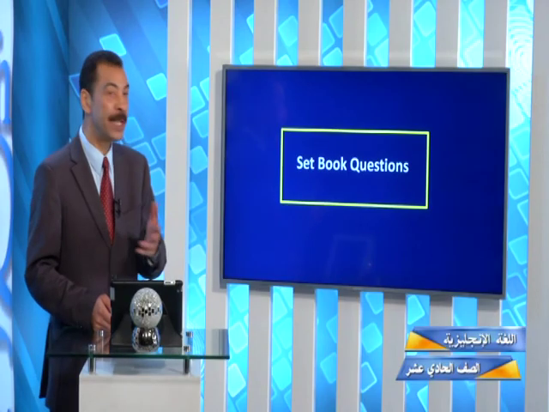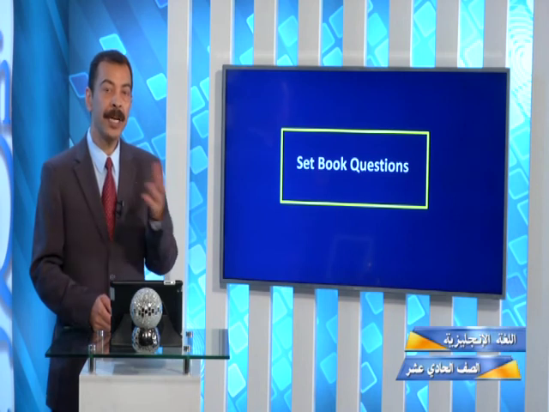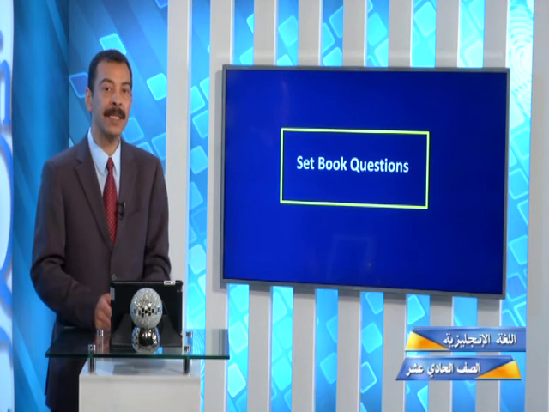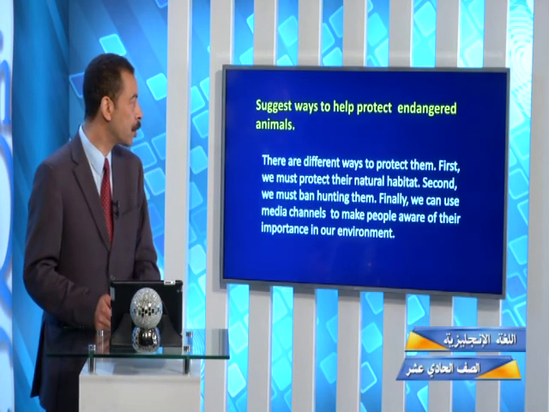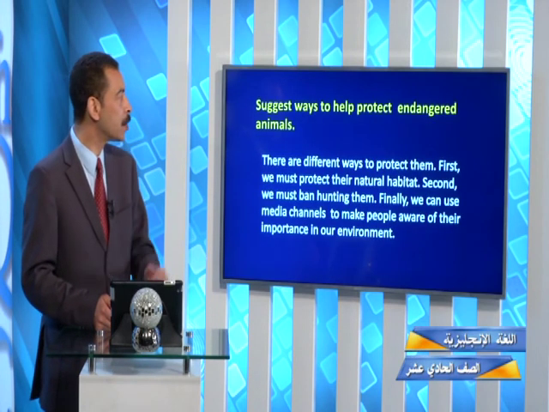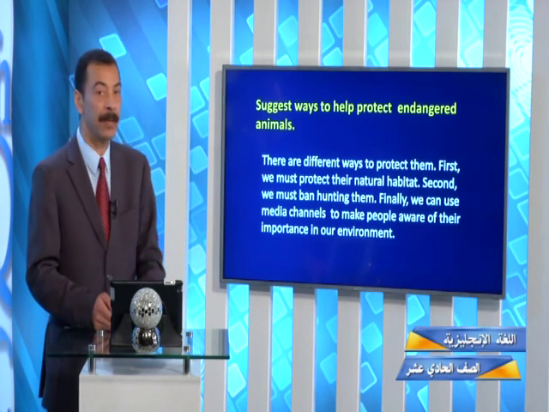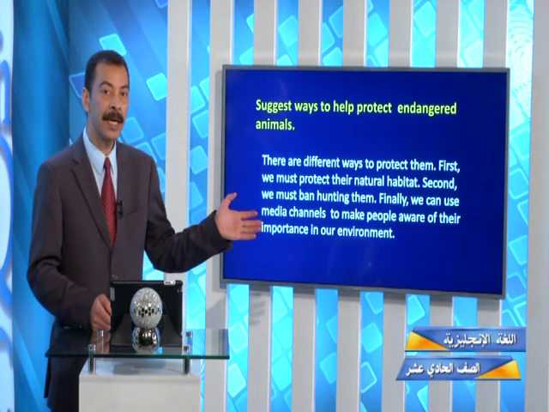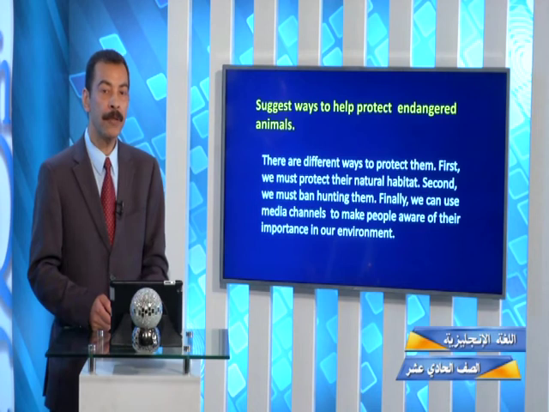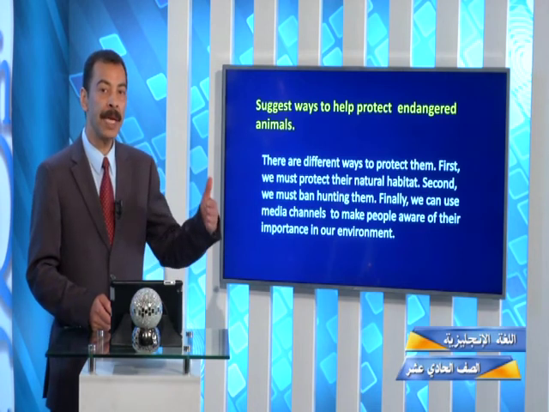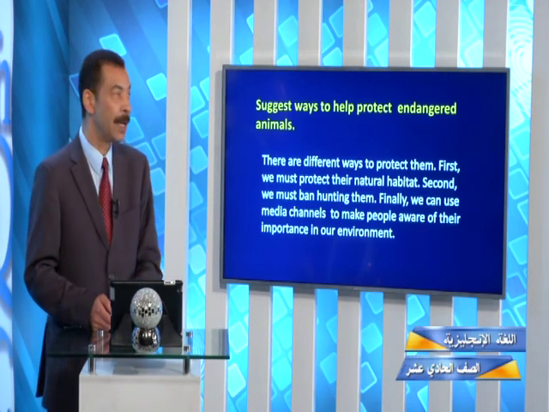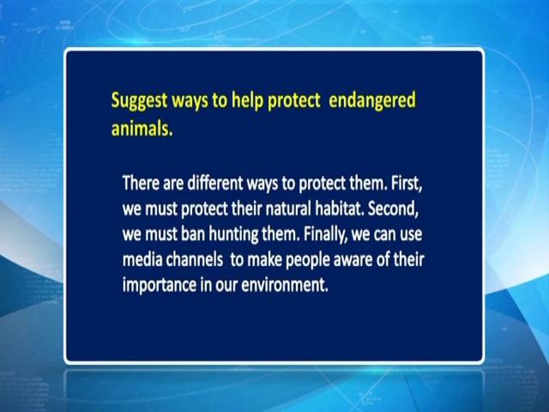Now, from these questions, we can generate some set book questions which you will be asked in your exams. Some of these questions could be, suggest ways to help protect endangered animals. We saw the answer earlier in the form of notes, but here we want to make complete sentences. We can say, for example, there are different ways to protect them, that is, animals.